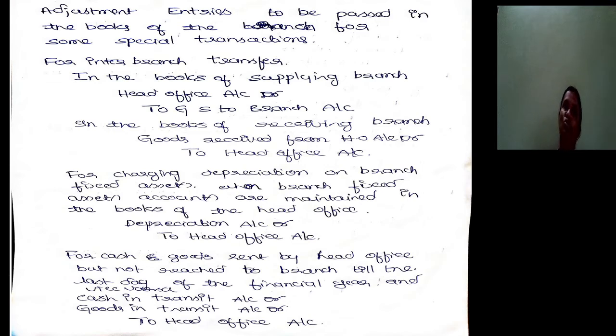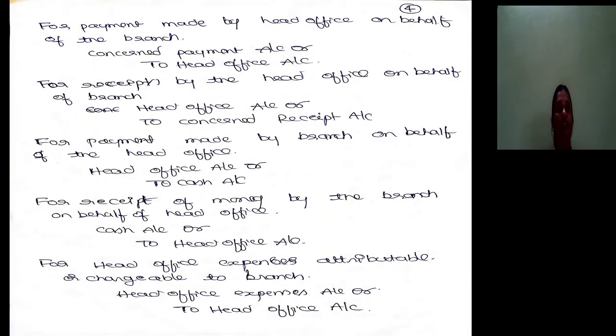For cash or goods sent by branch to head office which is not yet received, or which are still in transit till the end of accounting year, or it reaches head office after the end of an accounting year, then journal entry is cash in transit account debtor, goods in transit account debtor, to head office account. For payment made by head office on behalf of branch, concerned payment account debtor to head office account.